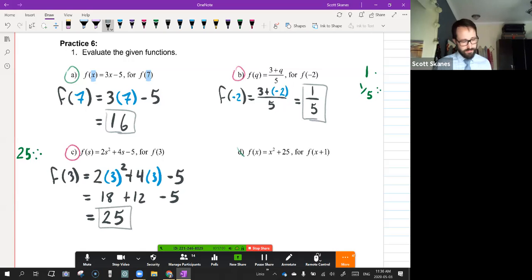Anyone who got 25 for that, which it looks like many of you did, 100%, nothing to worry about. I also said that D was done in the video, which it is, but if you wanted to check your answer later, it's x squared plus 2x plus 26. But I'll leave that as an exercise for you to do, because you need to be watching these videos too.